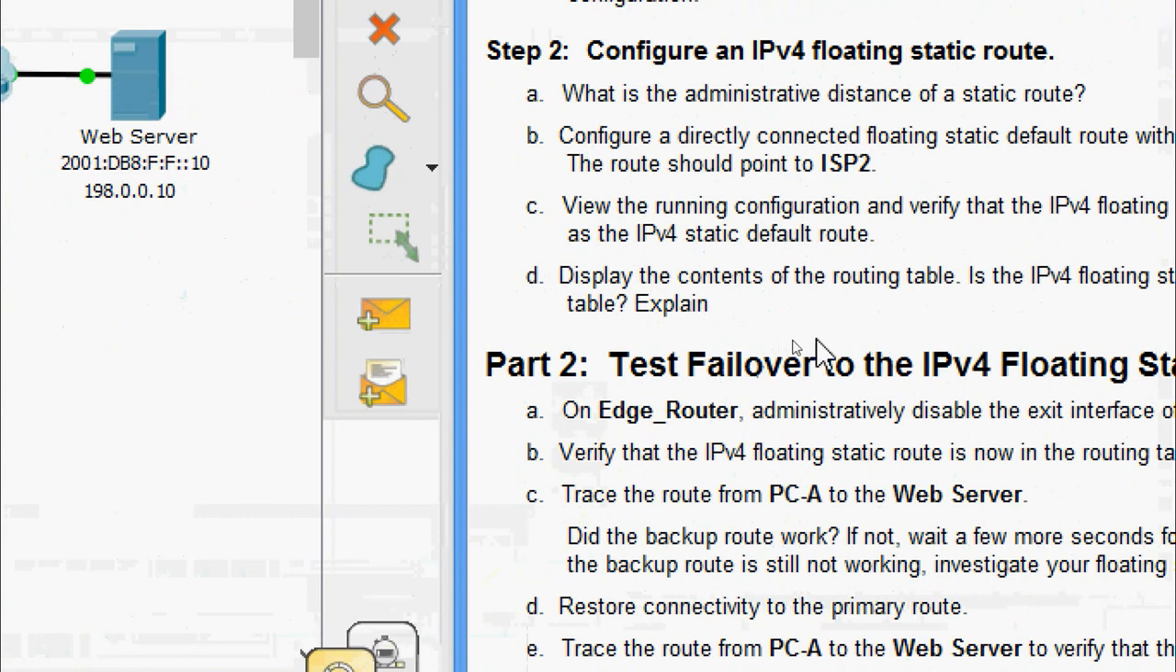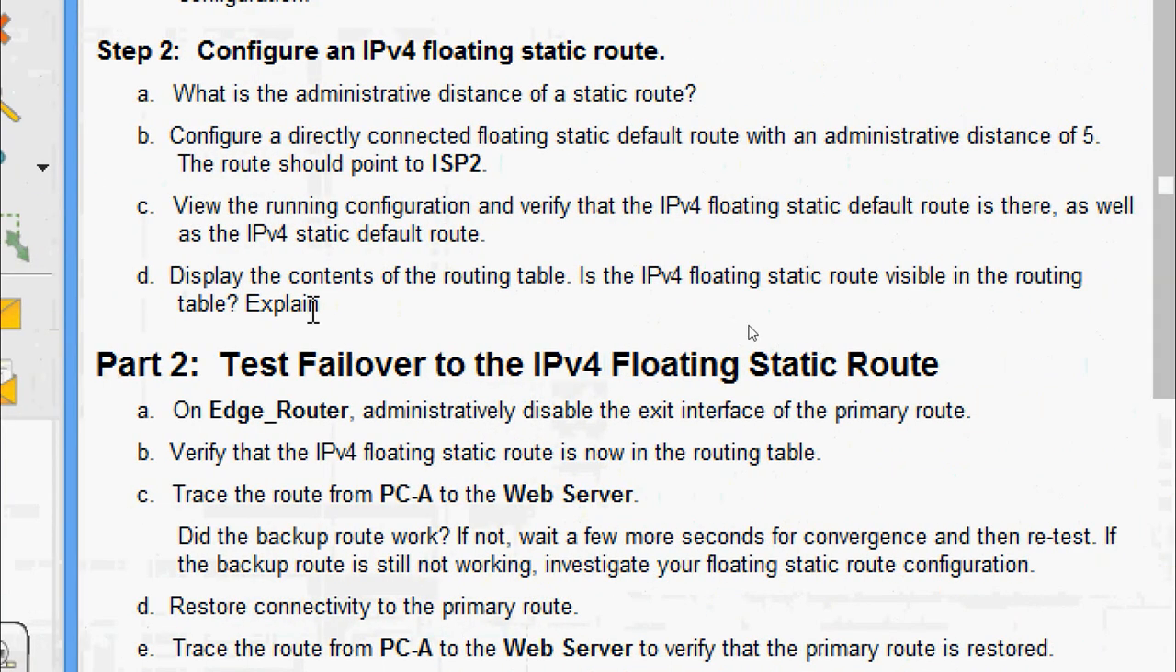Now we will go to the next. Display the contents of the routing table. Is the IPv4 floating static route visible in the routing table? Explain. Obviously it will not, but we will verify that.